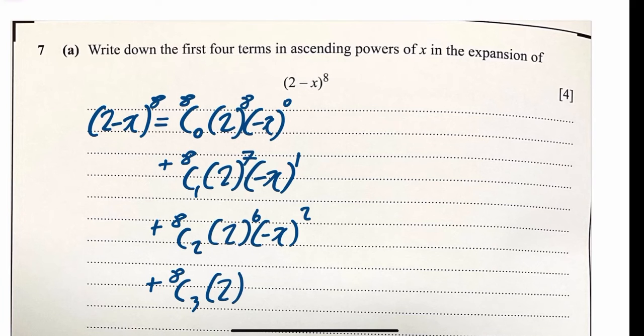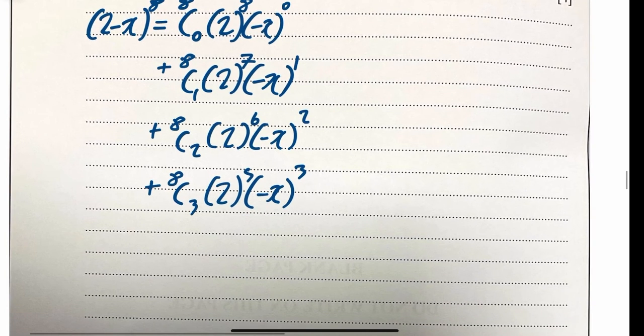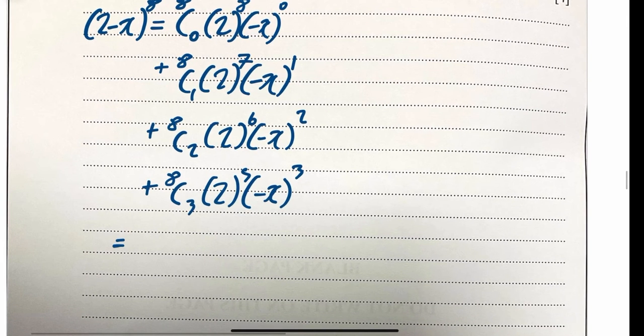8c3, 2 to the power of 5, minus x to the power of 3. So write down the first 4 terms. So that would be our first 4 terms done. We just now need to work those out and see what we get. So it's just a calculator exercise.